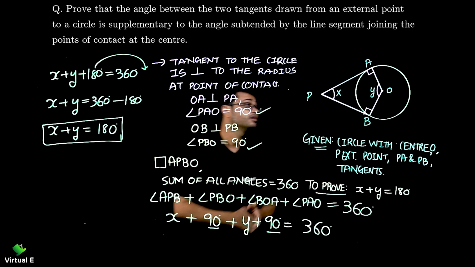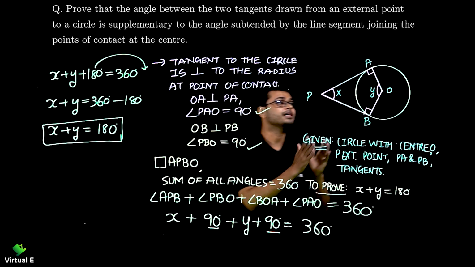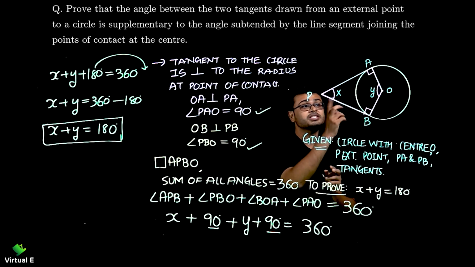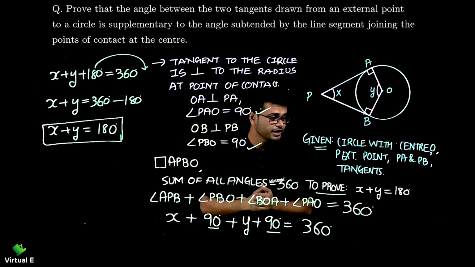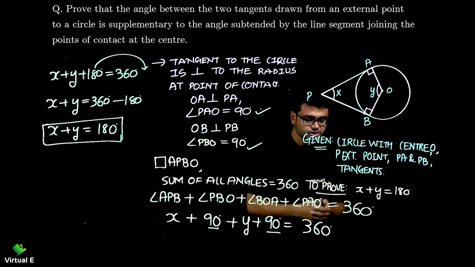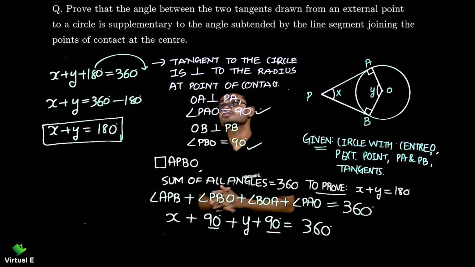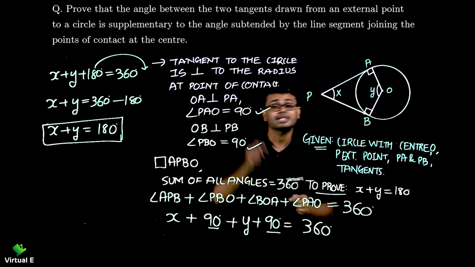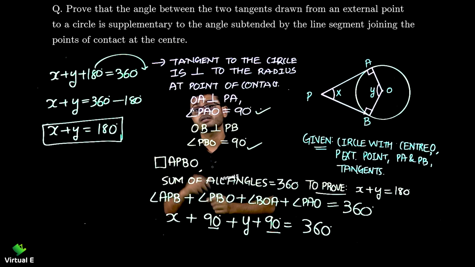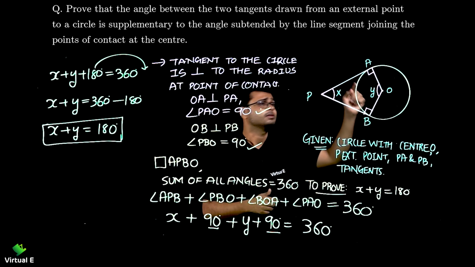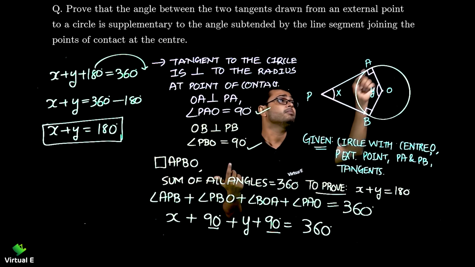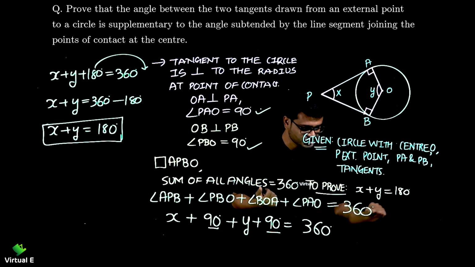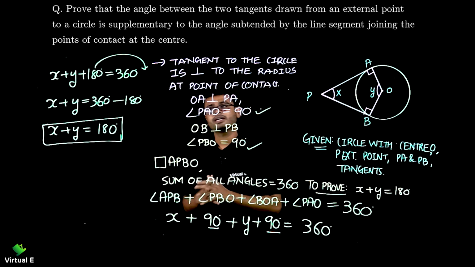Let's recall the steps. First of all, draw the figure and identify what conditions are given. We need to prove that they are supplementary, meaning if you add them, you should get 180 degrees. So write the given condition and what we need to prove. Afterwards, use the theorem of the tangent: it makes 90 degrees when we connect with the radius at the point of contact. Then take the quadrilateral APBO, add all the angles, and you should get 360 degrees. So substitute the values and get the answer.